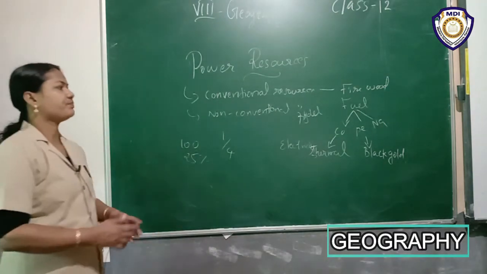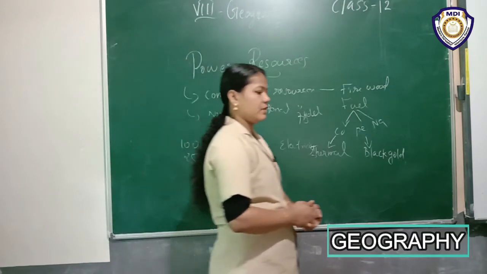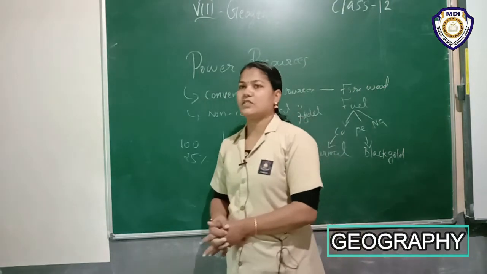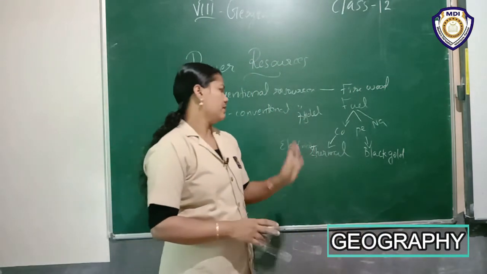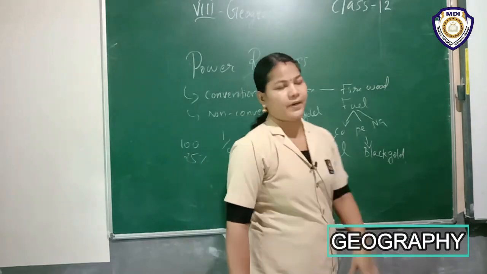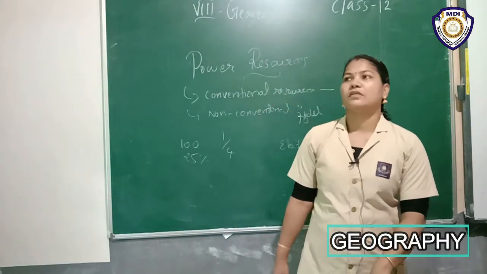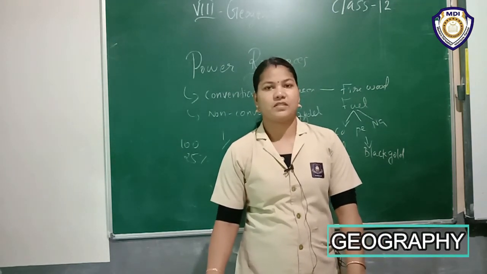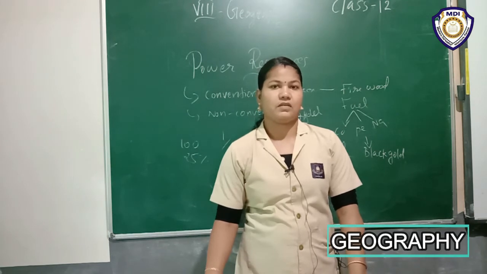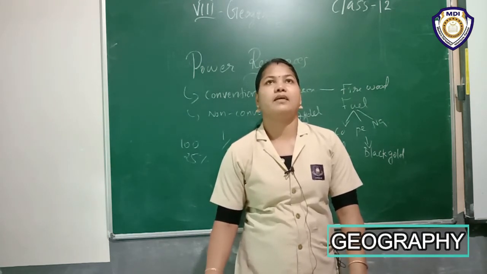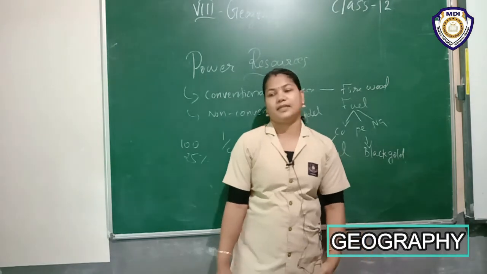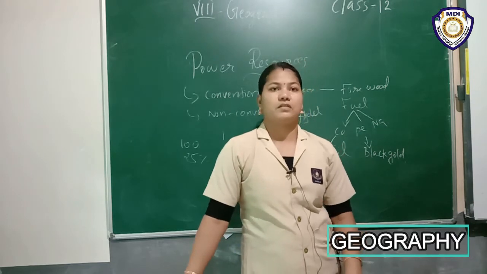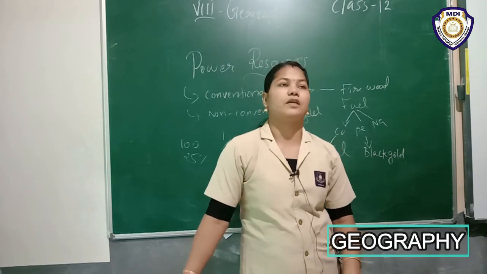Another important thing, fossil fuels. Then we discussed fossil fuels. Fossil fuels mainly include coal, petroleum and natural gas. We know one thing: the formation of the fossil fuels took millions of years. Decaying plants and animal waste buried under the earth, this formation takes millions of years.